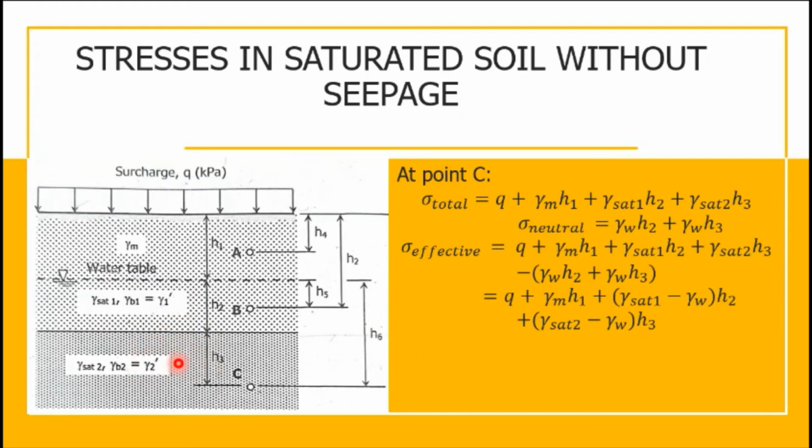So therefore, the effective stress at point C is equal to Q plus moist unit weight H sub 1 plus buoyant unit weight sub 1 H sub 2, or the buoyant unit weight of this soil layer, plus buoyant unit weight sub 2 multiplied by H sub 3.